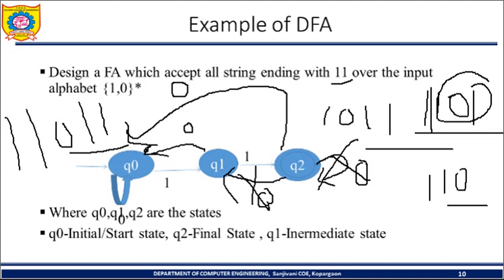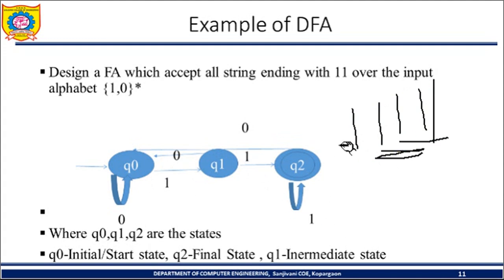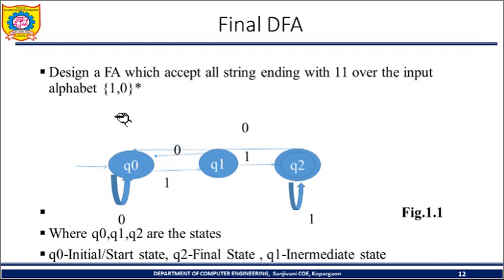Now we need to check the last one, for 1 input. Is it possible to stay in the same state? So we check 1 1 and 1. This string ends with 1. After that again one more 1, this string ends with 1. After that again one more 1, this string ends with 1. So this is the final diagram for the DFA.